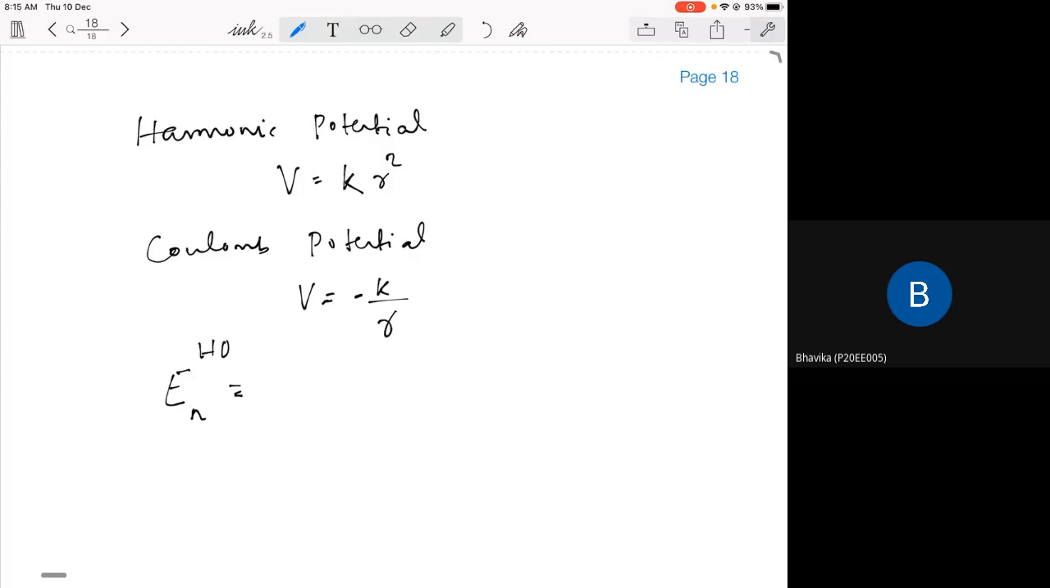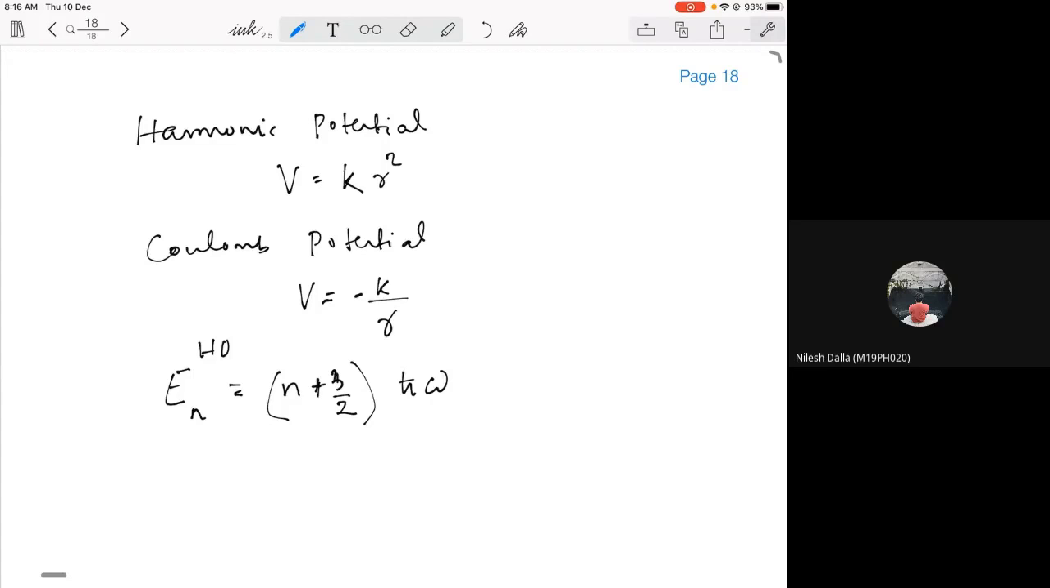Anyone? (n + 1/2) ħω. Okay, so let me write it with small n. If I'm taking a one-dimensional oscillator, it is n plus half. If I take a three-dimensional one, I can write it as (n + 3/2) ħω. Okay, so this is the energy eigenvalue.